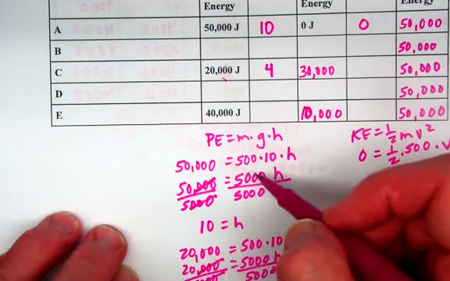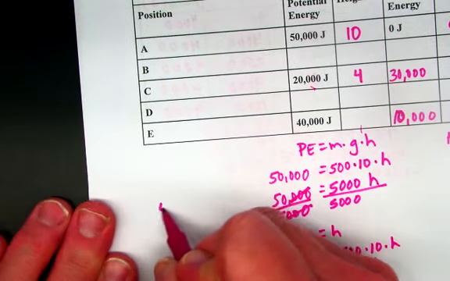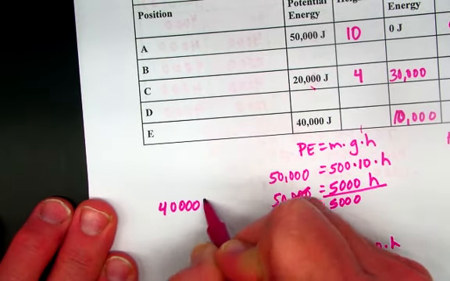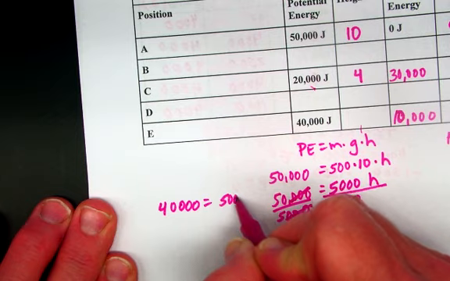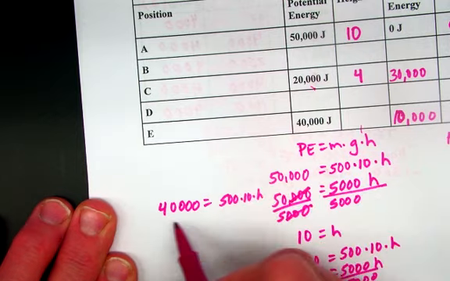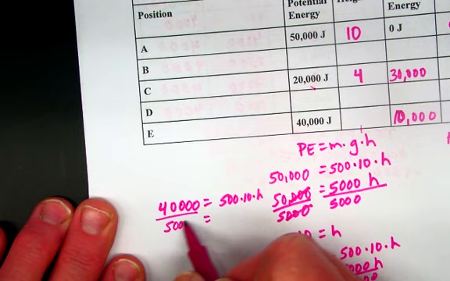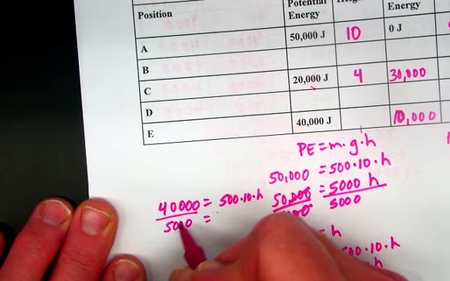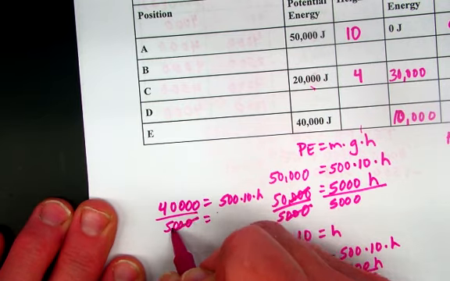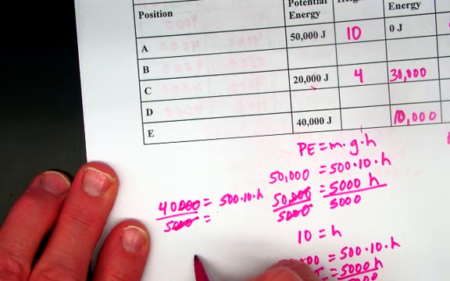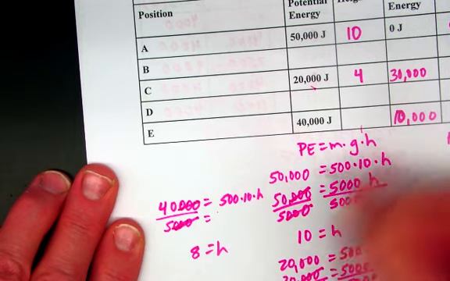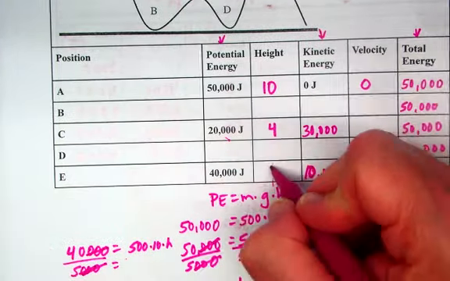The last problem is the same way. I'm going to go back to the other heights. So the last problem would be 40,000 equals M times G times H. Same exact thing, take 40,000 and divide it by 5,000 to get H. So 3 zeros, 40 divided by 5 is 8. So my height would be 8 meters here.